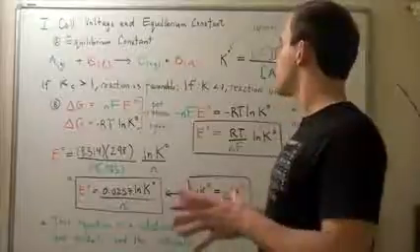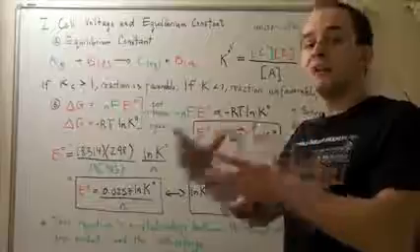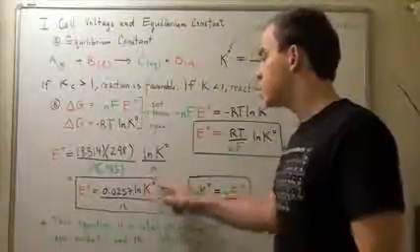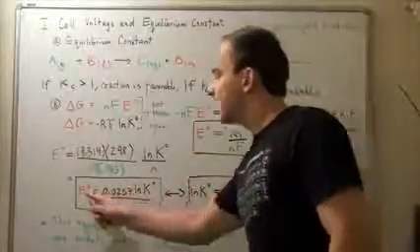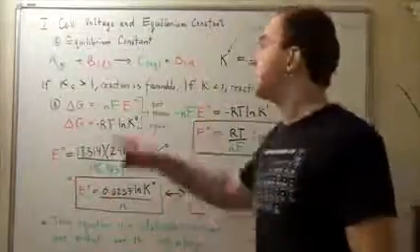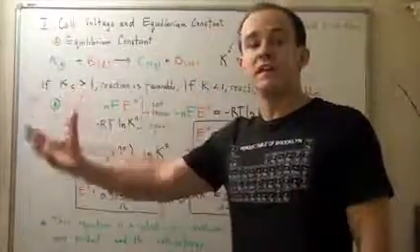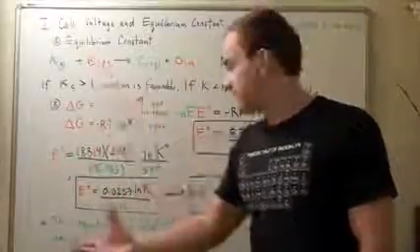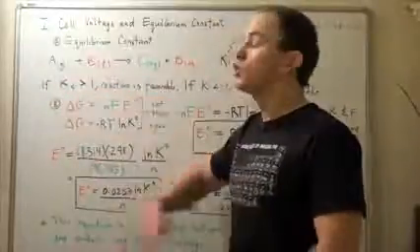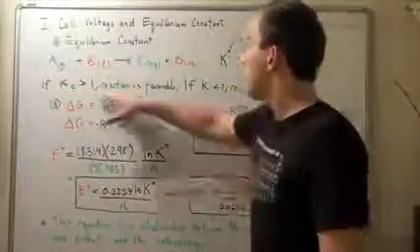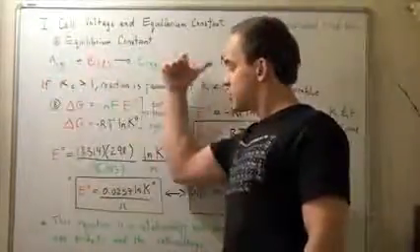Now notice one interesting thing. Whenever we take the natural log of a number that's bigger than 1, this expression becomes positive. And that means if this expression is positive, then this is positive. And recall that if our cell voltage is positive, that means we have a product favored reaction. It's spontaneous. And that makes sense because earlier we said if we have a K greater than 1, that means we have a favorable reaction. Our reaction favors going this way.